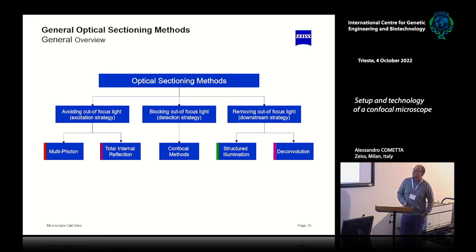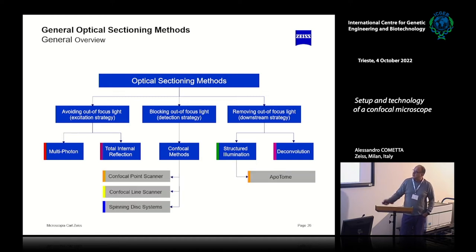Then there are some other methods, very, very nice, able to avoid exciting the sample that is not in the focal plane. From the excitation point of view this is the best way, but sometimes it's not the best way for your sample. Here we have multiphoton, or TIRF, or lattice illumination. So all the very high-end systems. In the confocal methods, we can have the confocal point scanner, the standard confocal, the line scanner, quick confocal, and the spinning disk. Again, instead of just one single point, I can acquire simultaneously a line or a lot of different points.